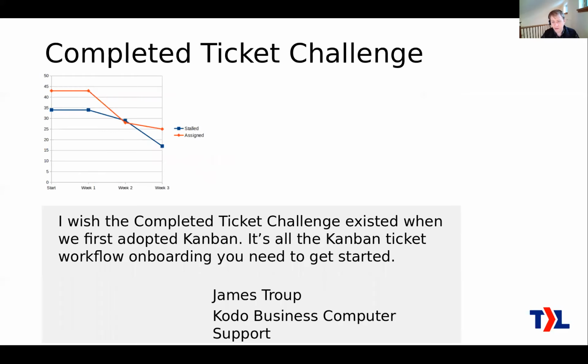If you join us and count the number of tickets that you have, it might look like this. These are actual results from somebody who was in this in December. They had 43 assigned tickets. By the end of the third week, they were down from 43 to about 25 assigned tickets. Tickets that had stalled were down from 34 to 17 or so. So these are real results.